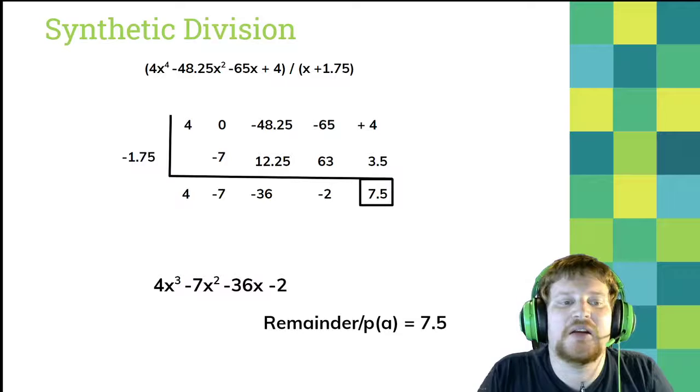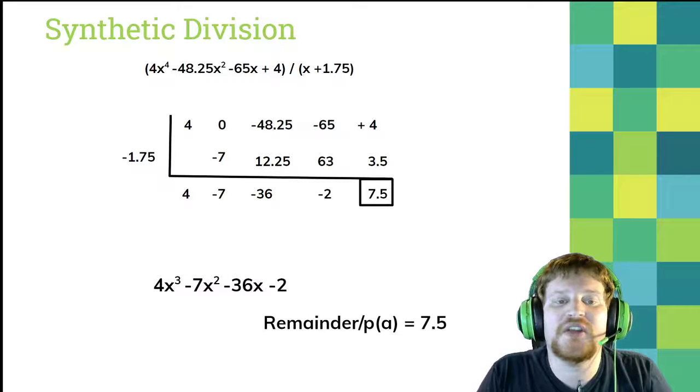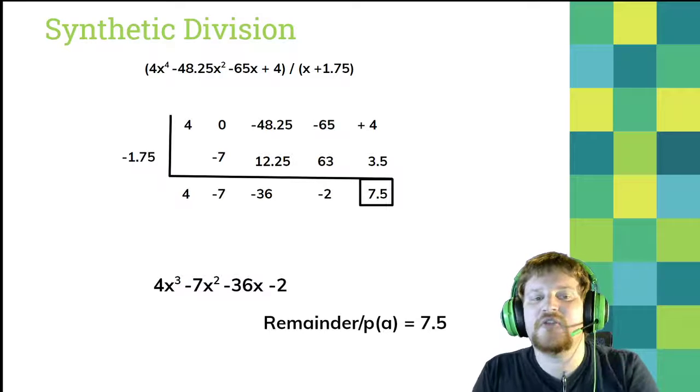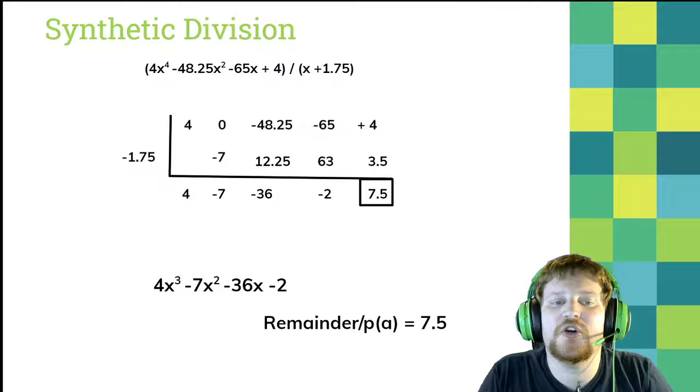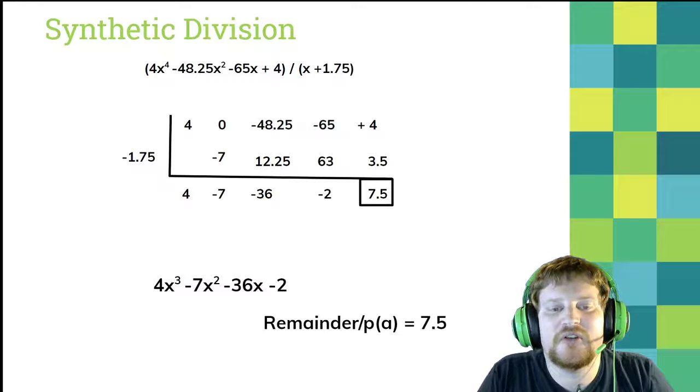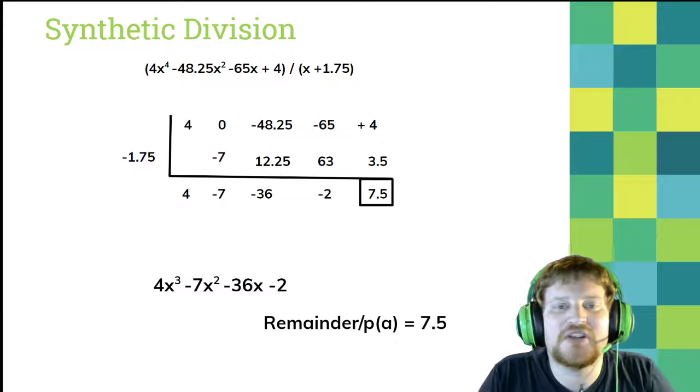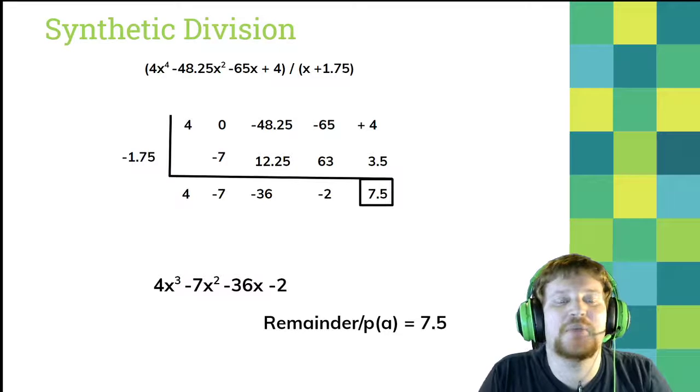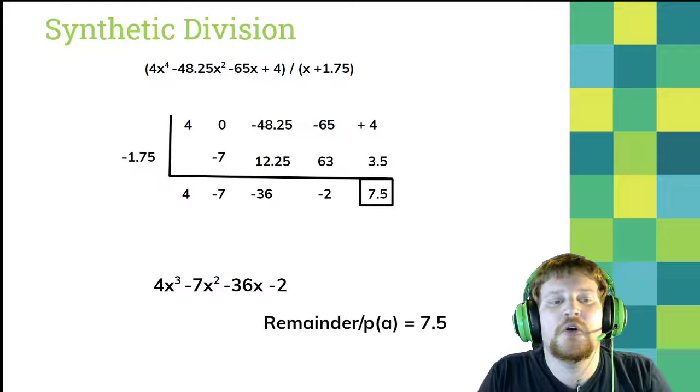So go ahead and try that. Plug negative 1.75 in for all of the x's on the left polynomial, so the polynomial with 4 terms. You should get 7.5. Just a little cool thing that you can do with synthetic division, and will make your lives a little bit easier when you are doing some of your solutions in later terms.